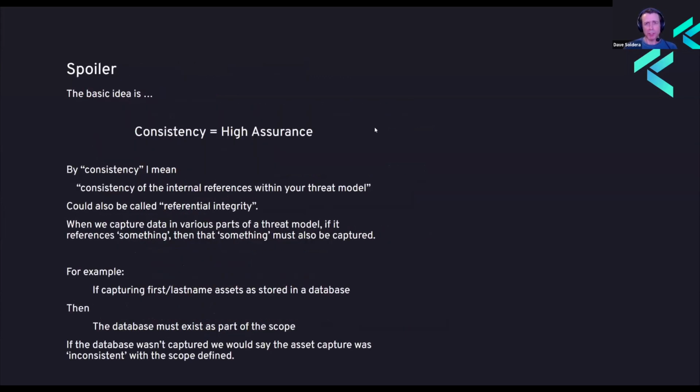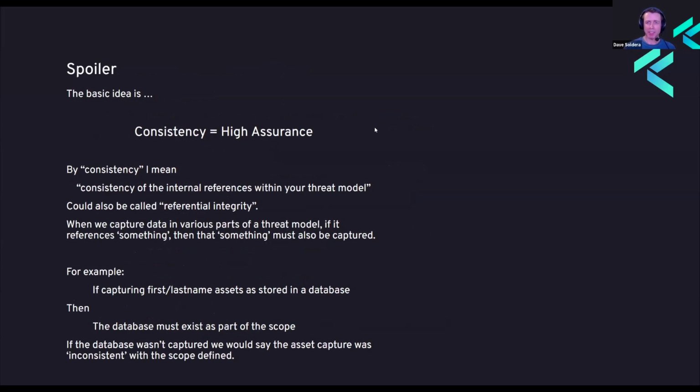So spoiler alert for this, I'm going to be talking about how consistency can be used to achieve high assurance. This means discussing what we can do in our threat modeling process to ensure consistency, or to think of it another way, to be able to detect inconsistency. It's a really basic example just to give you a flavor.